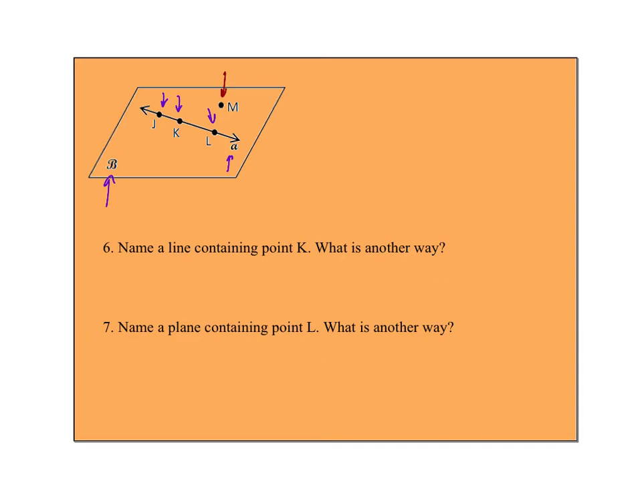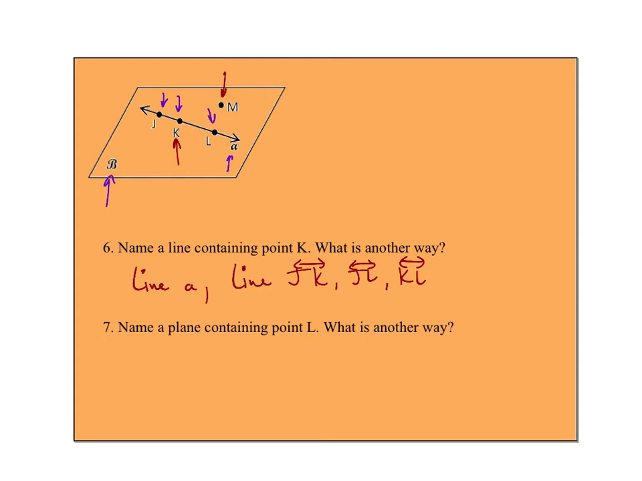So what do they want? They want to know, name a line containing point K. What is a line containing point K, right here? Well, I can literally just say line A. That would be enough. That would be all I would need to say. I could also say line JK, JL, any combination of the two collinear points would be acceptable there.